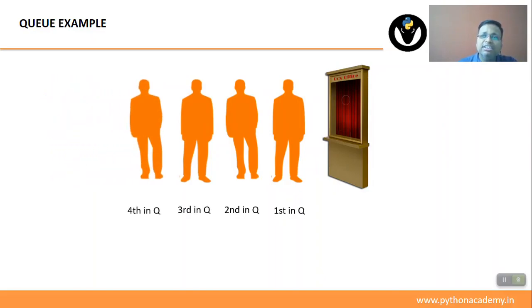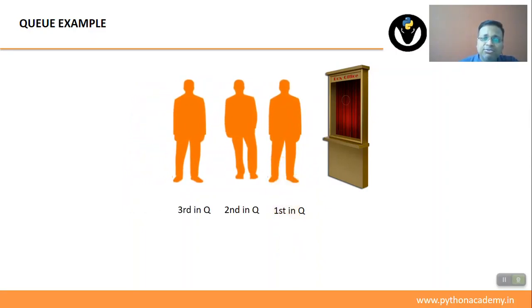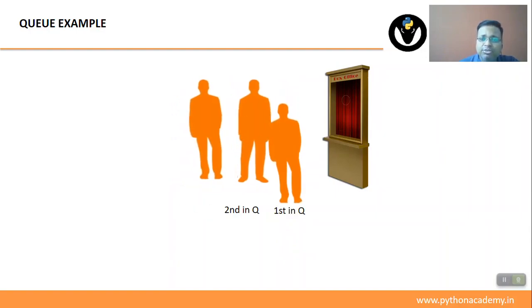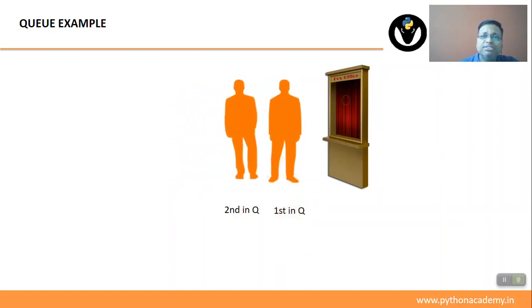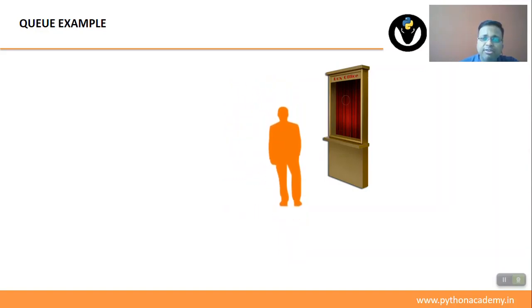So like this, in a data structure also the elements are entered in a queue one by one. The first one, then the next one, and again it goes on. Then similarly the first will come out from the queue. So this is the example of a queue, first in first out. The same thing is happening in our regular real life example also.